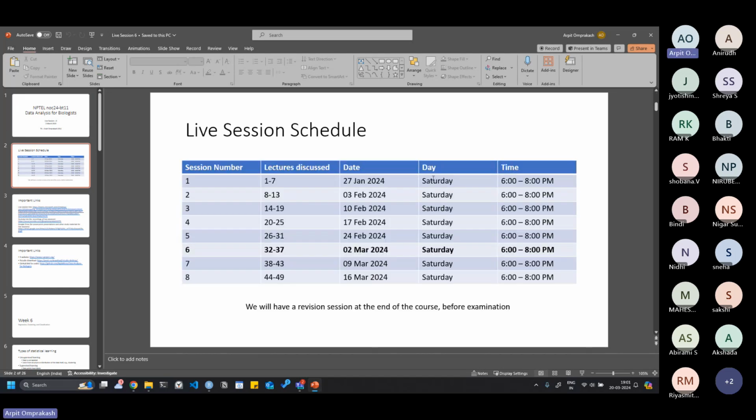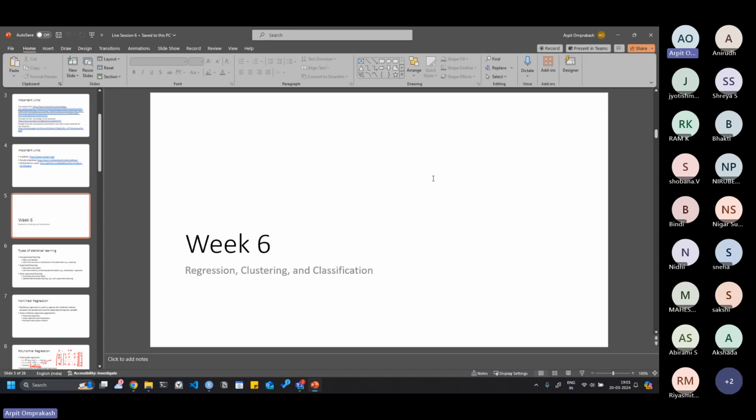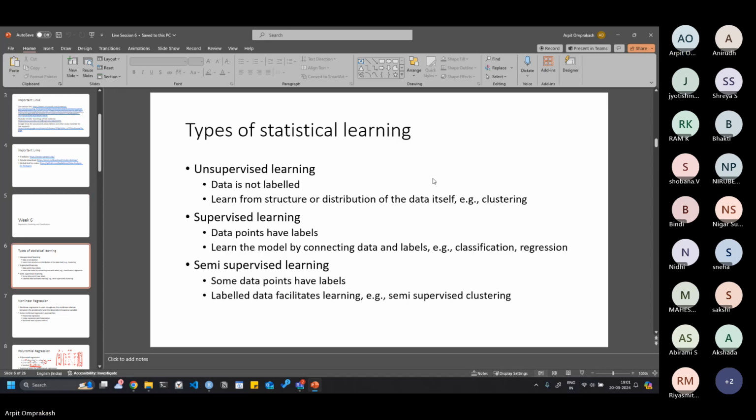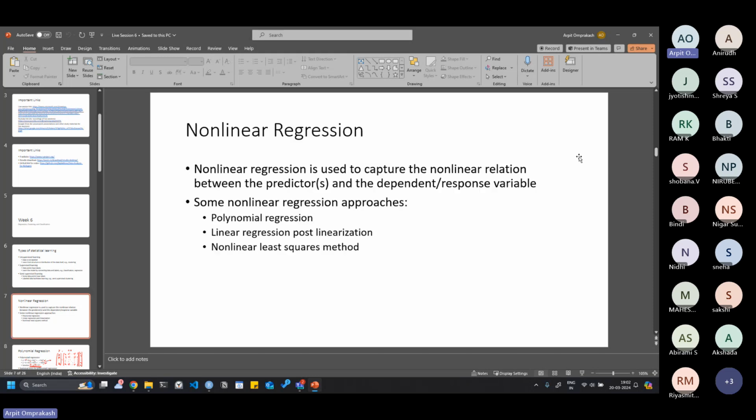In week 6, we talked about regression, clustering, and classification. So we talked about the different types of statistical learning. Unsupervised learning, where data is not labeled, and you are learning from the structure or the distribution of the data itself, such as clustering. Supervised learning, where data points have labels and you are learning by connecting the data to the label, such as regression or classification. Semi-supervised learning is where some data points have labels and that facilitates some sort of supervised learning, for example, semi-supervised clustering.